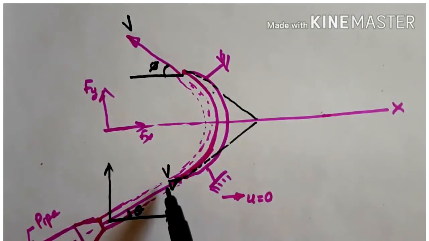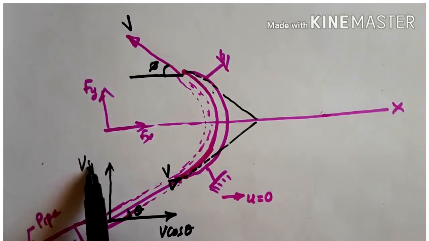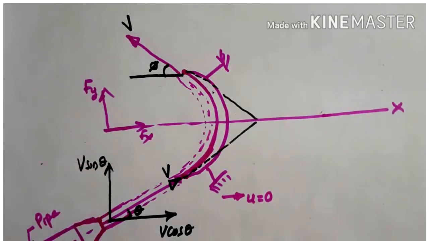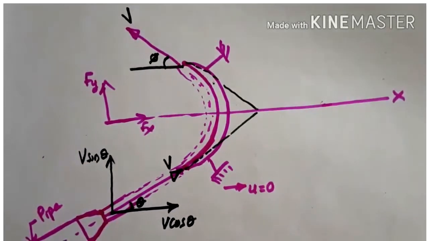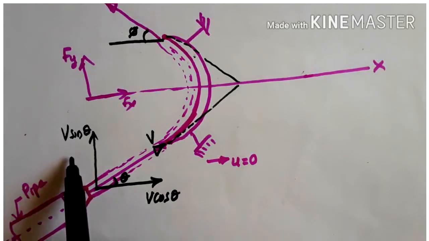Then when you resolve this velocity of the jet into two components, one in x direction, the other in y direction, this component becomes v cos theta and this component is v sin theta. Since we want force in x direction as well as in y direction, we have to take the velocity in x direction as well as in y direction.